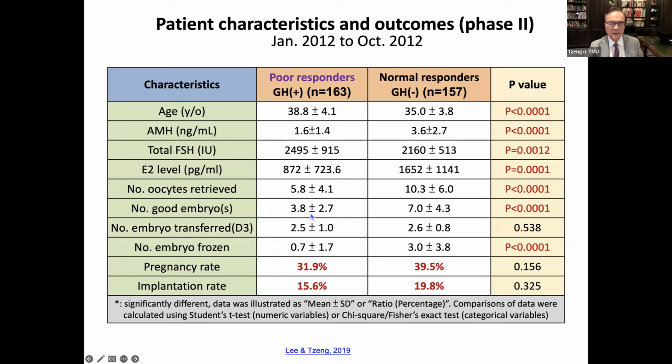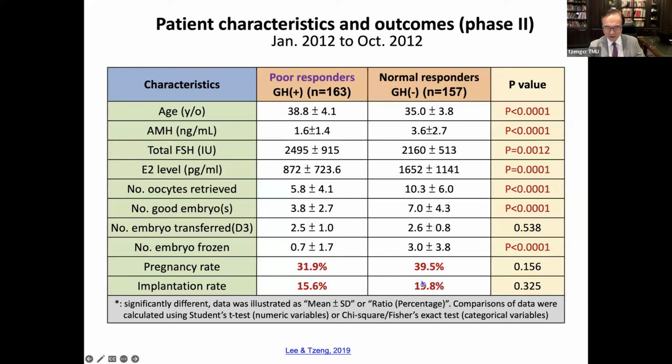Number of good quality embryos, less. Number of embryos transferred, less. However, when you look at the pregnancy rate and the implantation rate, they are almost identical. See, there's no difference. So this is very interesting data. We can rescue those poor responders when they receive GH treatment. They can reach as good a pregnancy rate as normal responders.